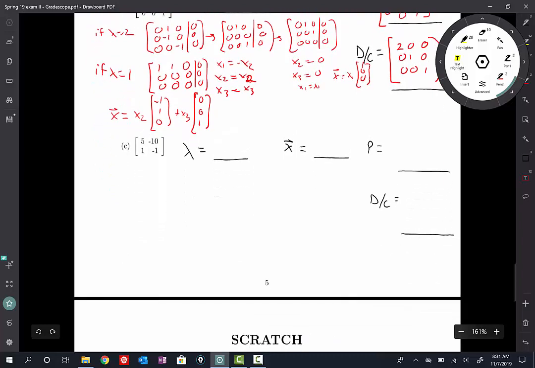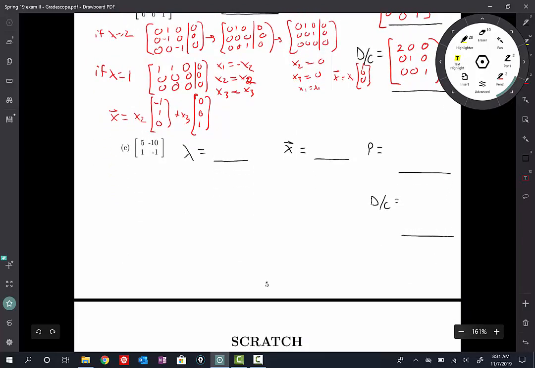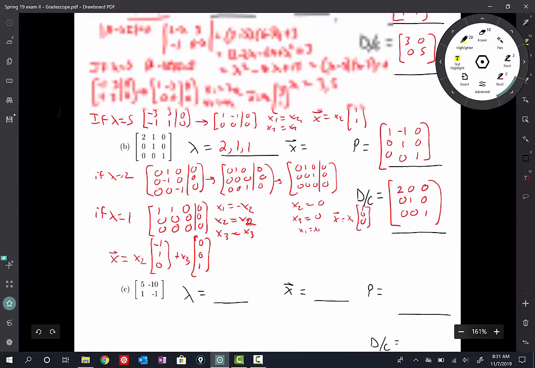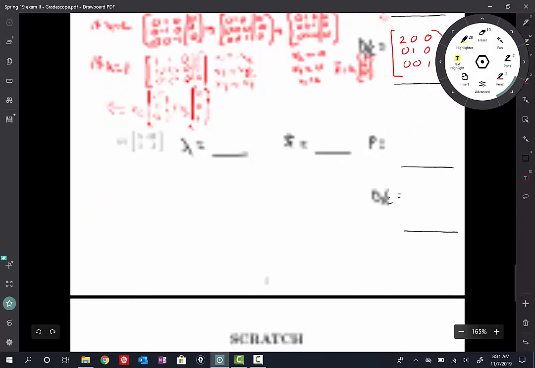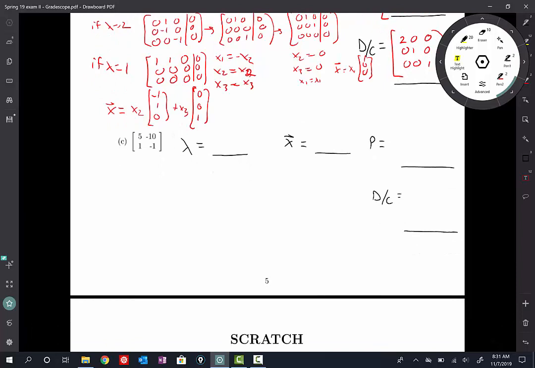Now finally I look to C. Honestly, I'm looking at part A and seeing I got some real values, part B got some repeated values. I'm really expecting some complex values in C. Let's see what we get here. So first I'm going to calculate my eigenvalues. I'm going to go 5 minus lambda, negative 10, 1, and negative 1 minus lambda. I'm calculating the determinant of this.